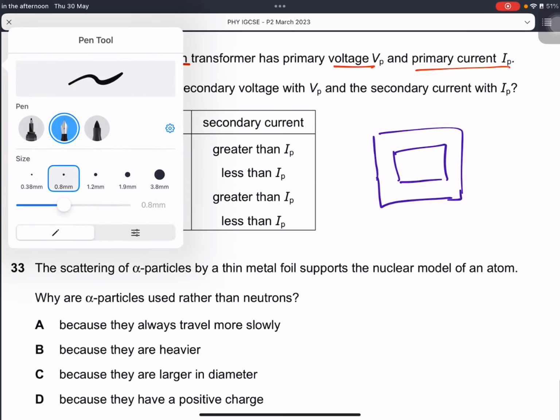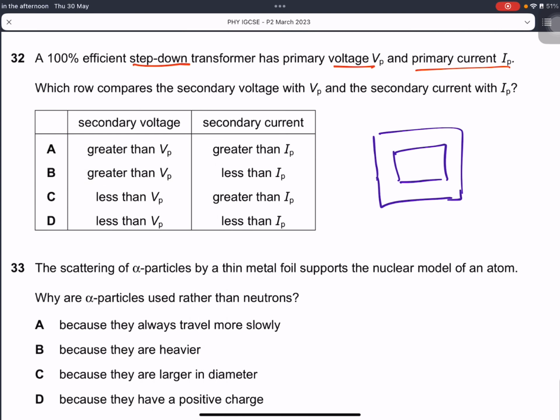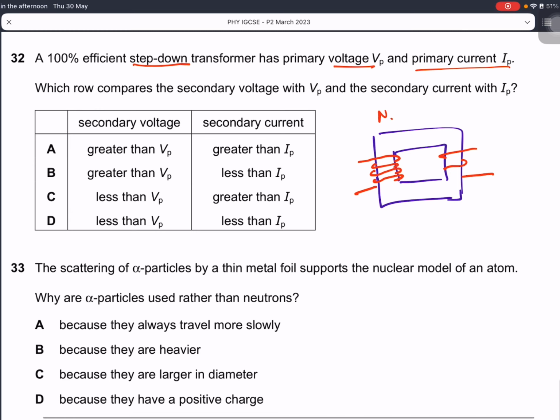Let's draw. What is the definition of the step down, or how will we know just by looking at the picture if it's step up or step down? So step down will have more turns in the primary, guys, okay? There will be fewer turns in the secondary. The number of turns is directly related to the voltage basically. So N primary is always bigger than N secondary. So primary voltage will always be greater than the secondary.